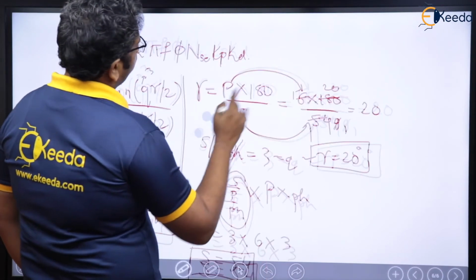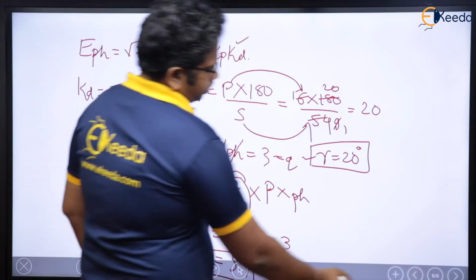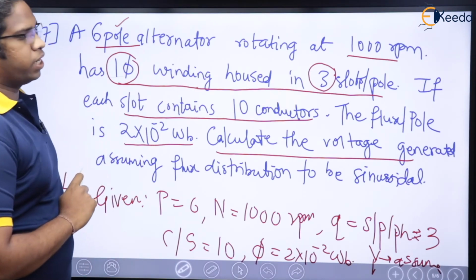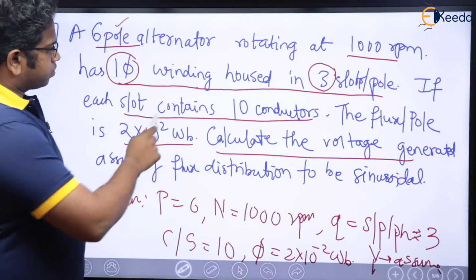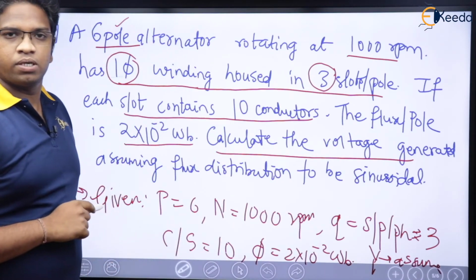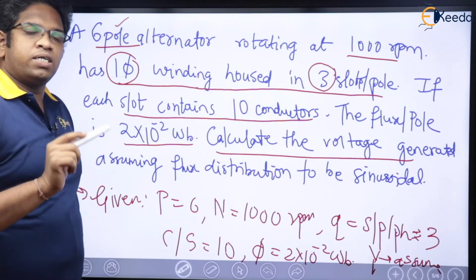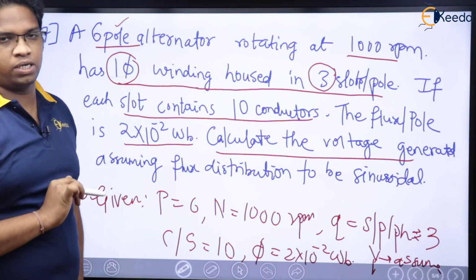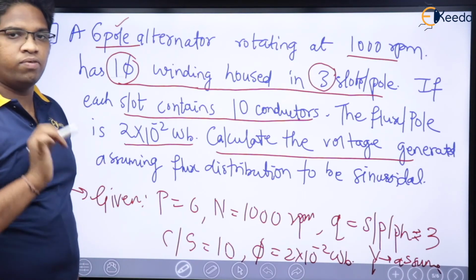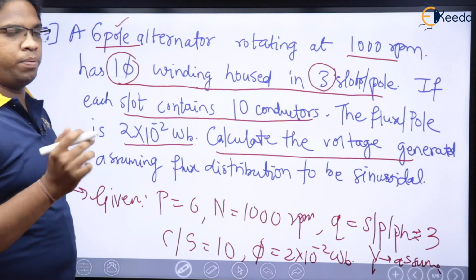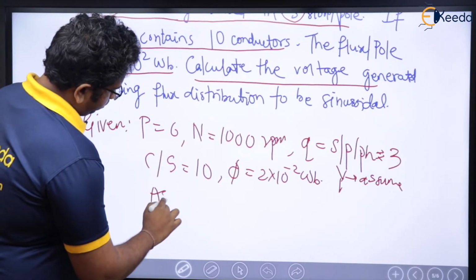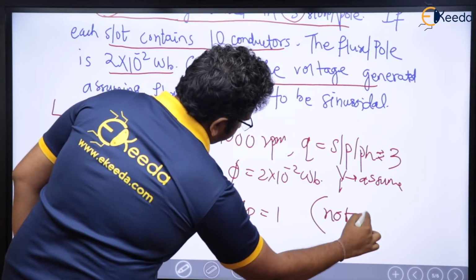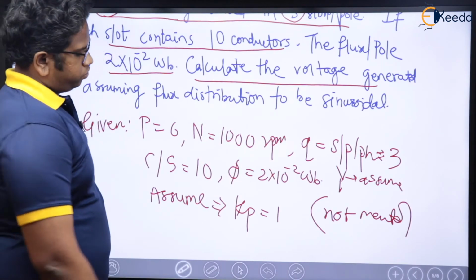Now see here, what else do you need? Kd you have got now. What about Kp, sir? Just focus on the question. A 6 pole alternator rotating at 1000 RPM has single phase winding to be housed in 3 slots per pole. If each slot has 10 conductors, then the flux per pole, and so on. Here, if you observe, they have not at all mentioned anything about short pitching or about span of the coil or about pitch factor. When they have not mentioned anything about it, we have to assume it to be full pitch. So in case of full pitch, Kp is going to be 1. Since not mentioned, Kp equal to 1, you have to consider.